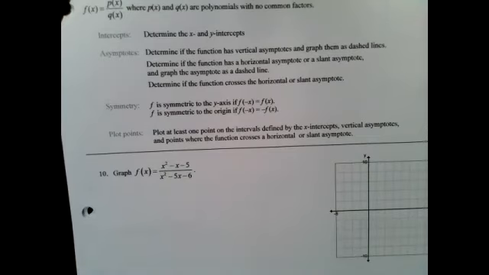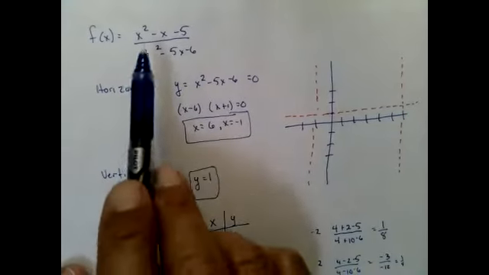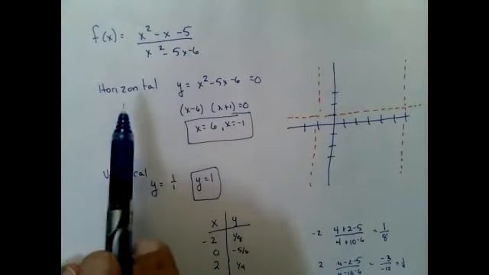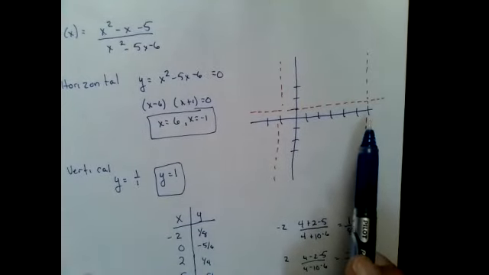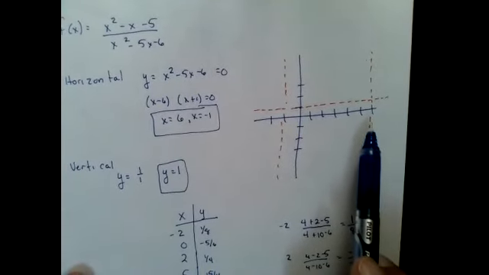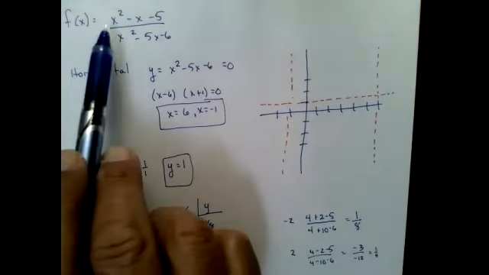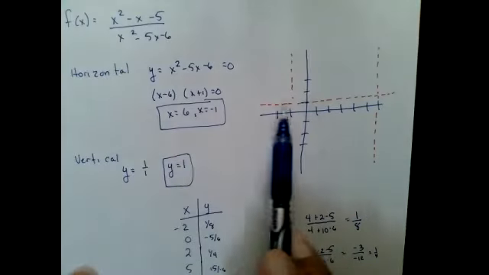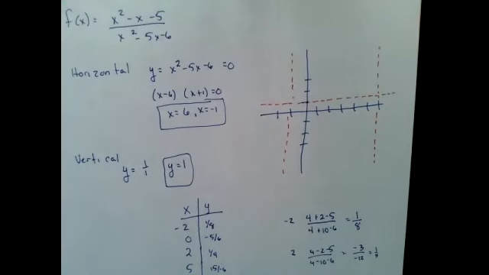I'm going to pause the recording and give you about 3 or 4 minutes. All right, let's see if it matches what you have. X squared minus X minus 5, horizontal. I looked at the denominator and got 6 and negative 1. Anybody else get that? Yep. Good. My vertical: the x squared over the x squared, 1 over 1, y equals 1. Maybe you did learn something today.